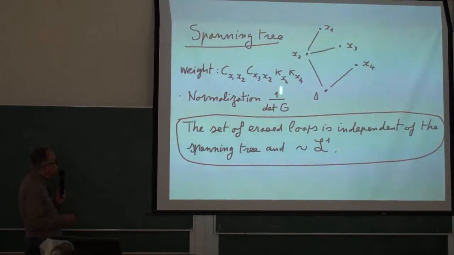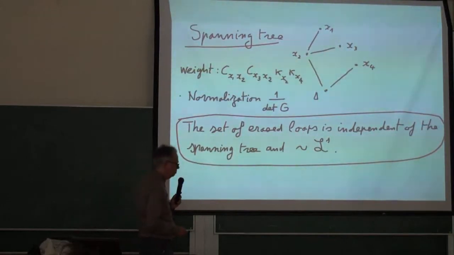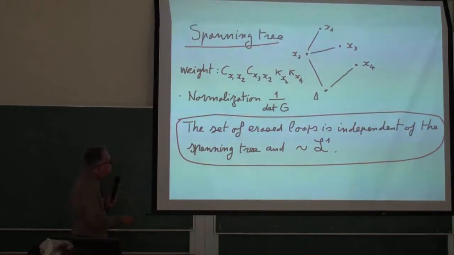So when you collect the loops that have been erased, you see that the set of erased loops is independent of the spanning tree and equivalent, up to division, to this Poisson process of loops L1. You check it by the distribution. So what you have to do is perturb the... well, here I don't give the proof of this. I don't have time, sorry.